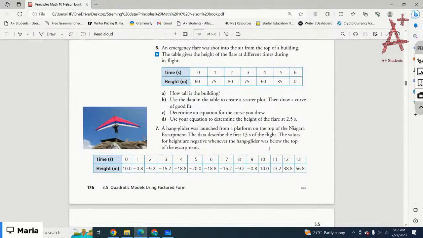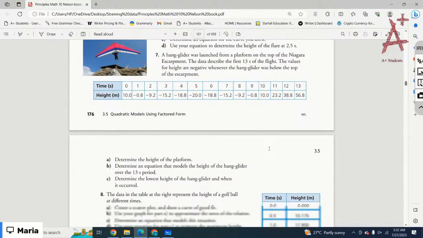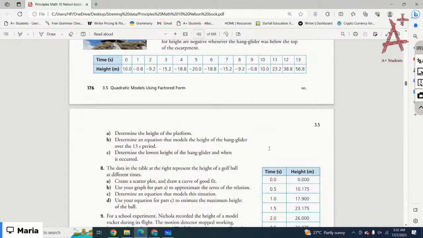A hang glider was launched from a platform on the top of Niagara escarpment. The data describe the first 13 seconds of the flight. The values of the height are negative whenever the hang glider was below the top of the escarpment. Okay, what you have to do? Describe the height of the platform. Determine an equation that models the height of the hang glider over the 13-second period. Determine the lowest height of the hang glider and when it occurred.